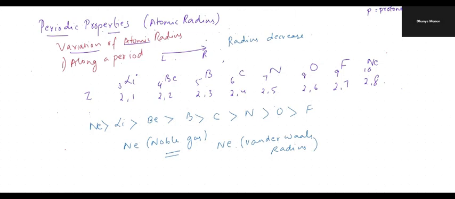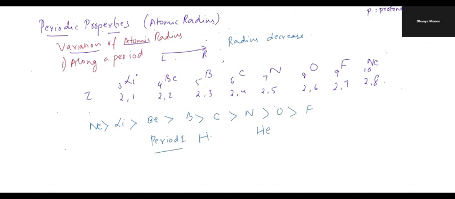Similarly, there is another exception for hydrogen and helium. This is period 1. As you move from left to right, what would happen? It should decrease, but helium is found to have a higher size than hydrogen because of the same reason, Van der Waals radius. Helium is a noble gas. Noble gases have Van der Waals radius, which is greater in size than covalent radius.